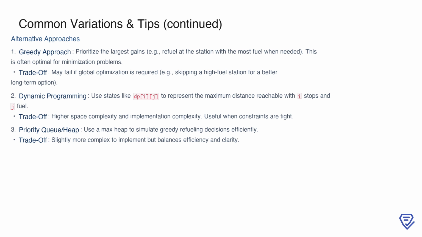This allows you to simulate greedy decisions, such as always choosing the station with the highest fuel available when you stop. While slightly more complex to code, this method strikes a balance between clarity and efficiency, making it a strong choice for many scenarios. Each of these approaches has its place, so understanding when to use which one is key to mastering problems like this.